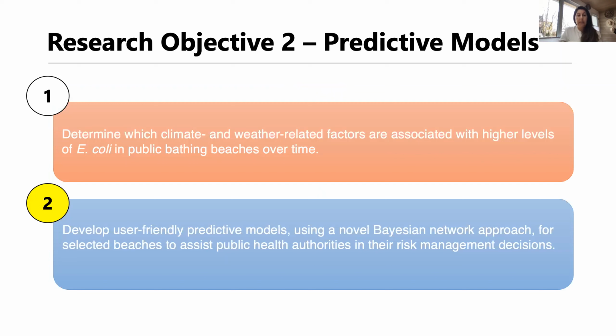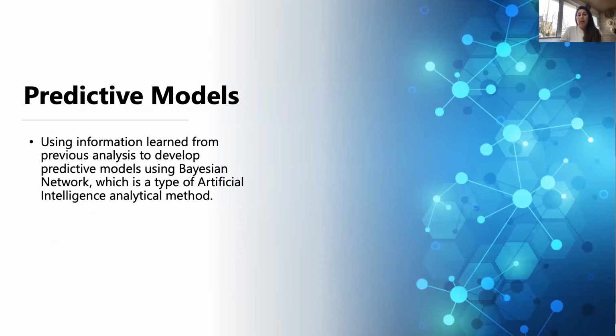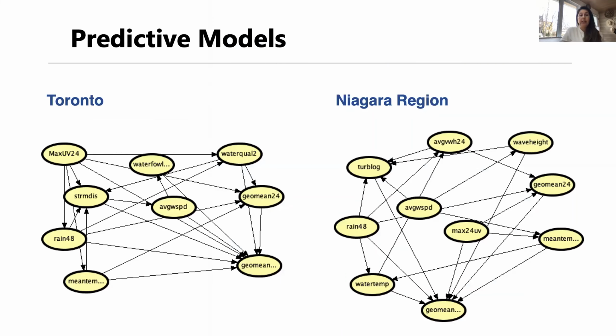Our research objective 2, again, was to develop user-friendly predictive models using a Bayesian network approach. And so briefly, using the information learned from objective 1, we aim to develop predictive models using what's called Bayesian network analysis, which is a type of artificial intelligence analytic method. And just to give you a preview of the predictive models that we're developing.